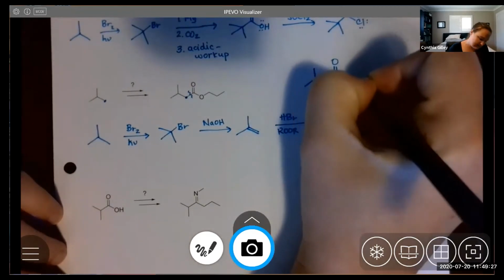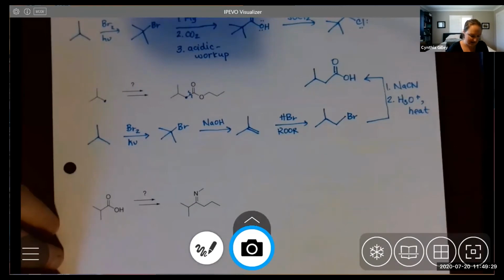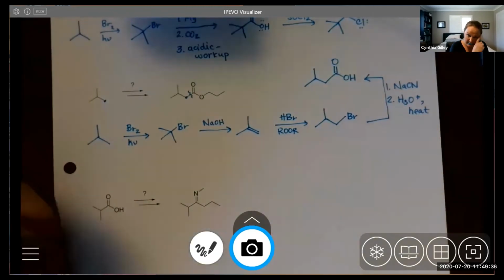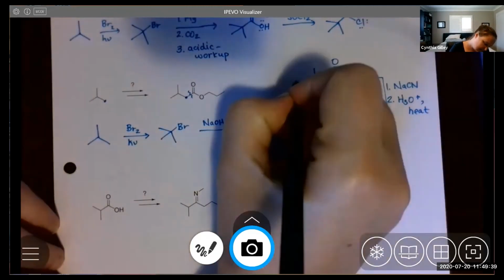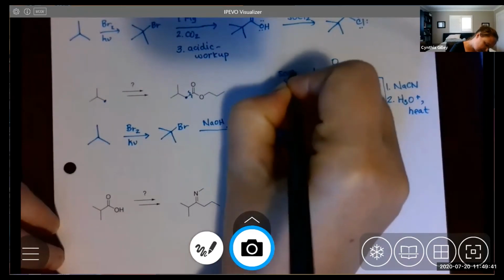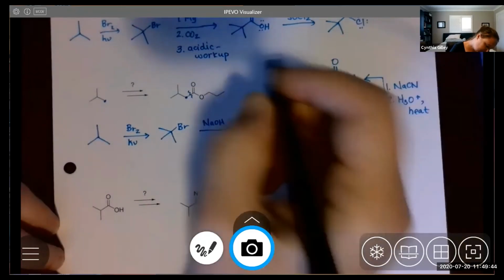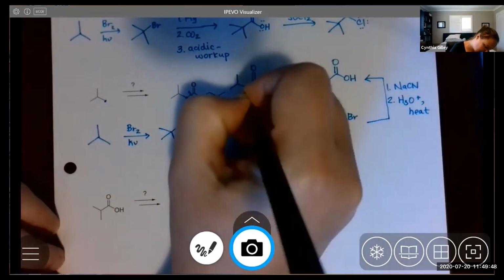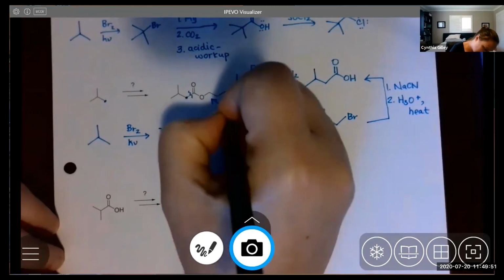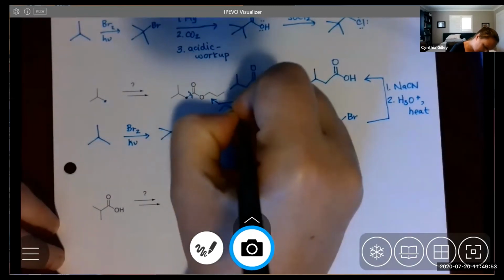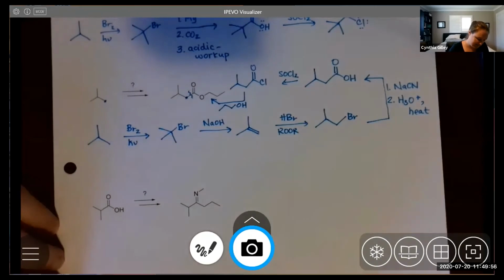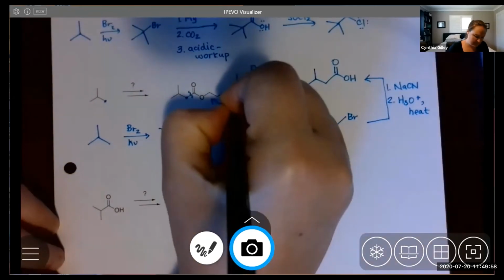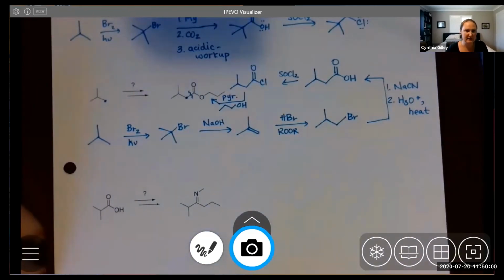This gives us our substrate. Notice how we added a carbon through that process. And then we just need to make an ester. So we can do SOCl2 to get the acid chloride, and then just use an alcohol. So this would be the propanol. And again, pyridine is optional here for the ester formation from the acid chloride.